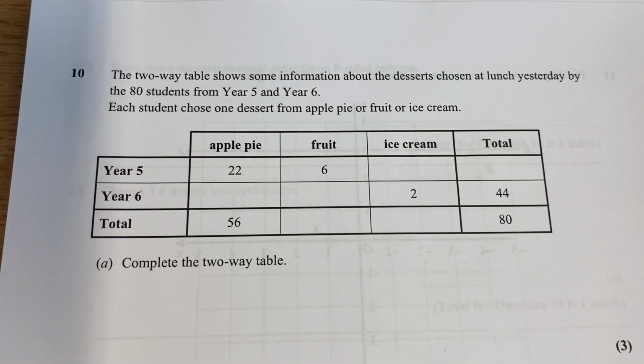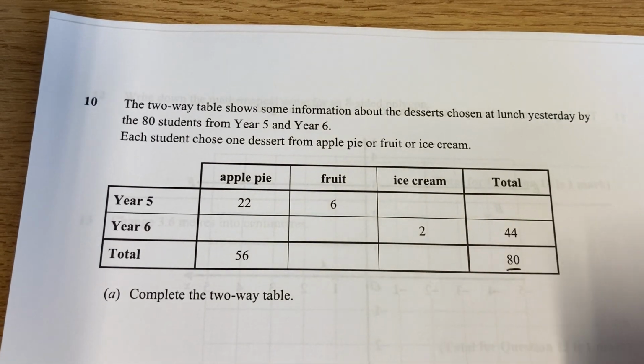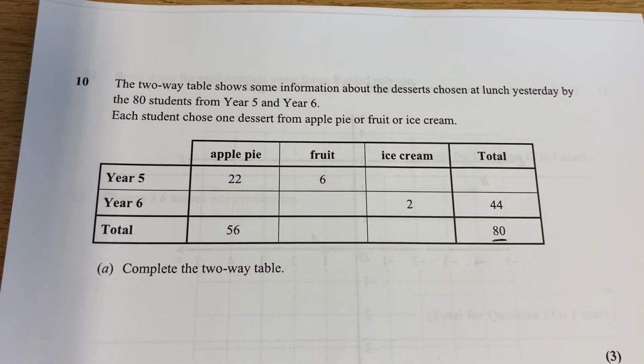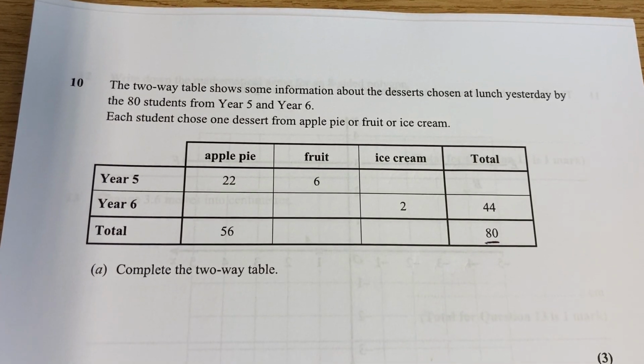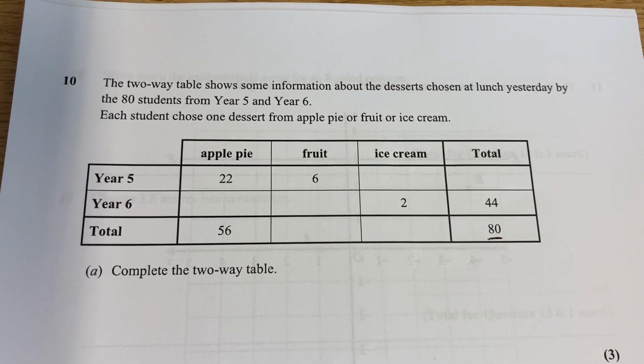The two-way table shows some information about the desserts chosen at lunch yesterday by 80, that's that total there, 80 Year 5 and Year 6 students. Each student chose one dessert from apple pie or fruit or ice cream. So we're going to fill that in.